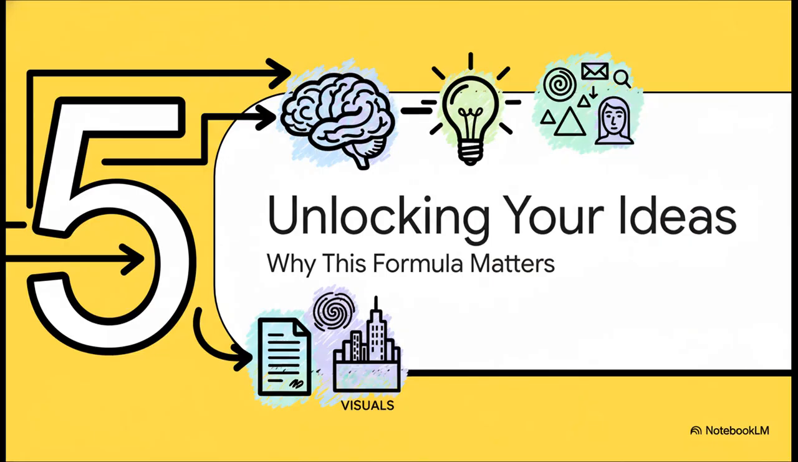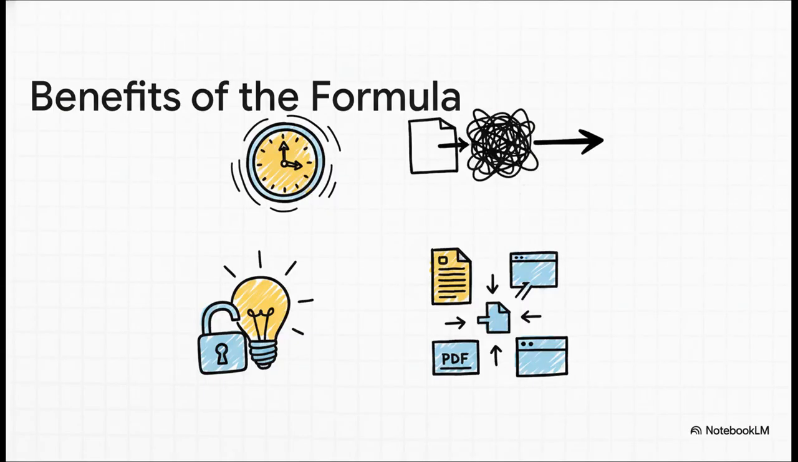Okay, so we've walked through the whole thing, but why does any of this matter? What does this formula actually unlock for you? Well, it really all boils down to these 4 things. First, this workflow is going to drastically, and I mean drastically, cut down your creation time. Second, it takes that super complex, dense information and just simplifies it into something anyone can understand. Third, it unlocks all these new creative possibilities you probably didn't even think you had time for. And maybe the best part of all, it works with literally any source document you throw at it.